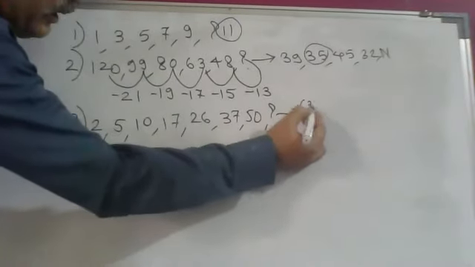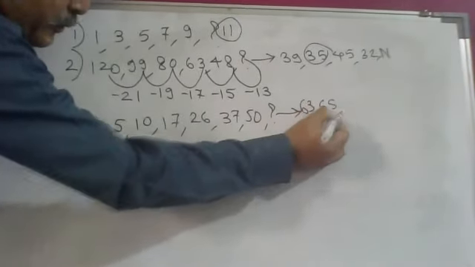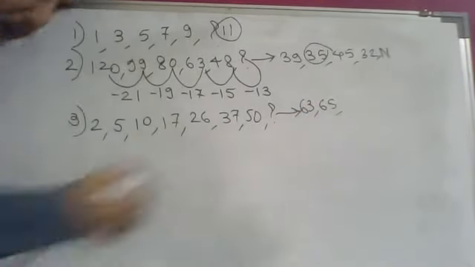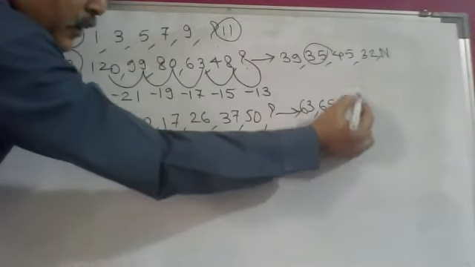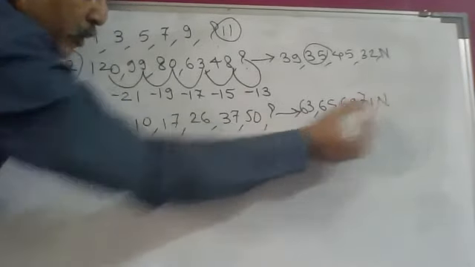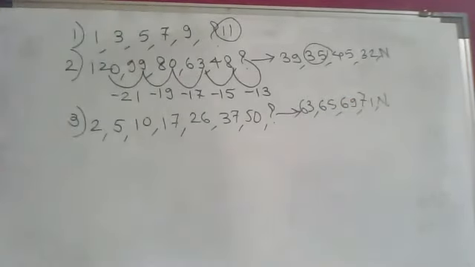Options are 63, 65, 69, 71, and none of these. We'll find out the logic.